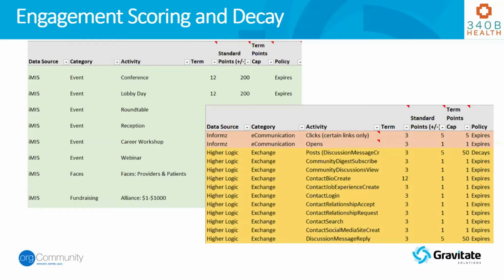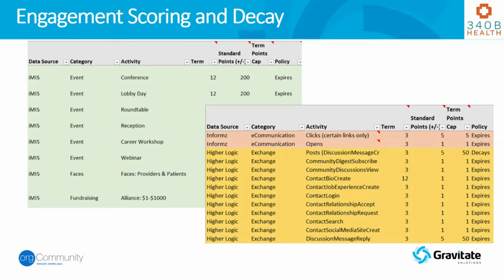Then we went to the higher logic activities, and we were really focused on, did they post something, did they repost something, did they put something in the library? Obviously, if they created their bio the first time, we gave them some credit for that. And then, of course, then you move on to the data in your AMS.